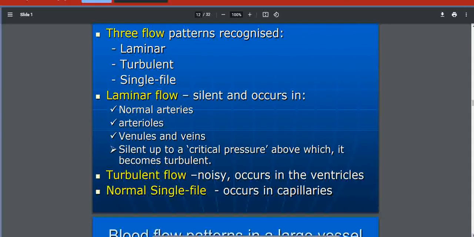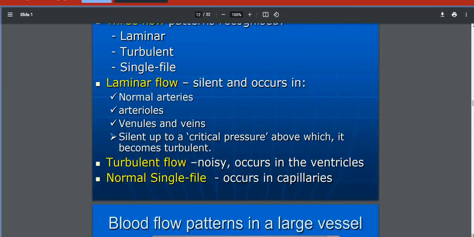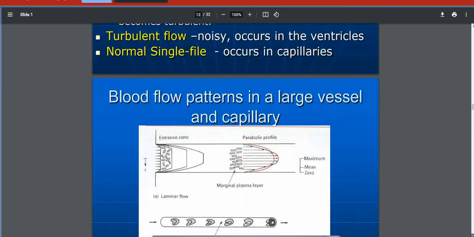Why? Because the ventricle is where the blood flows at a low pace, and the noise and turbulence are aided by the valves, which are present in the ventricles. Normal single file flow occurs in capillaries only, and you see that presented with the diagram below.